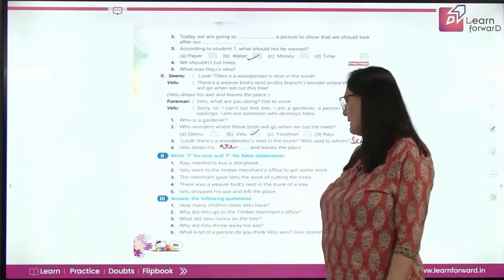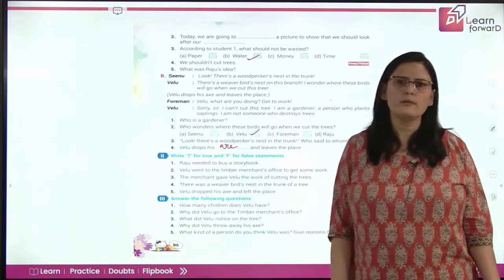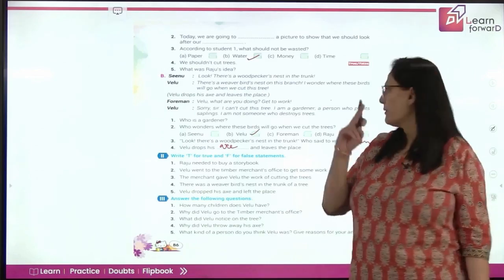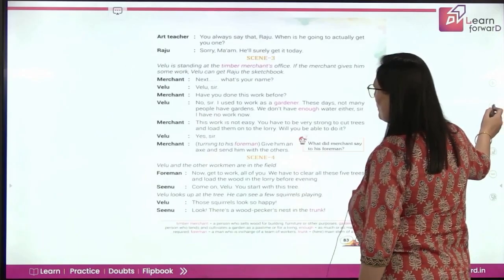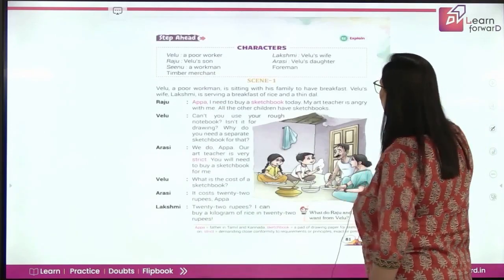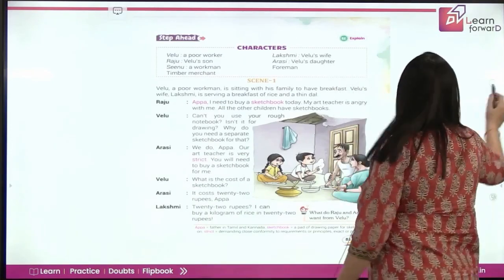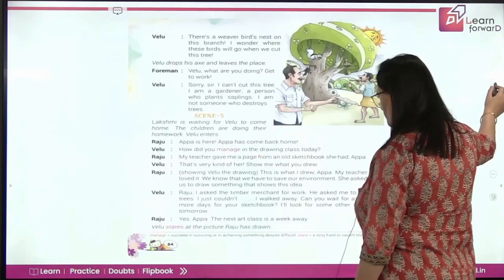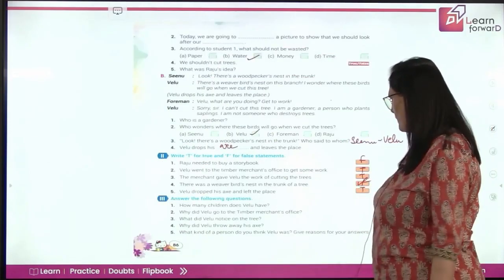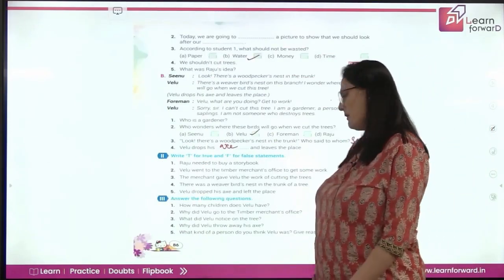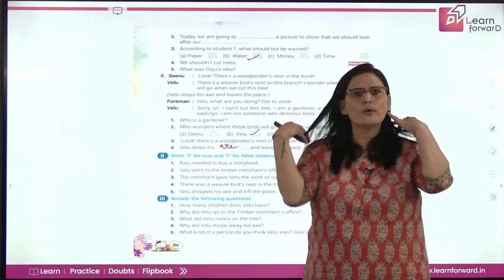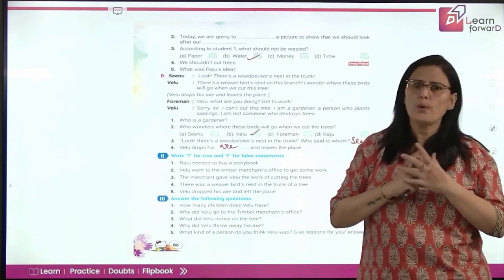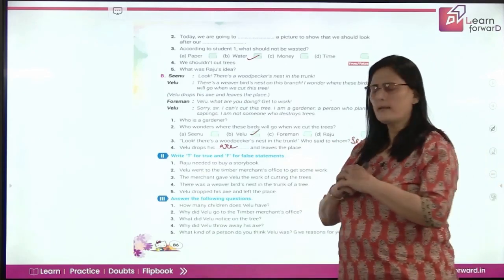How many children does Velu have? He had 2 children, Raju and, what was the name of the girl? The girl was, what was her name? Arasi. Next, why did Velu go to the timber merchant's office? He had to go to the timber merchant's office to look for some work because he wanted to buy a sketchbook for his son.